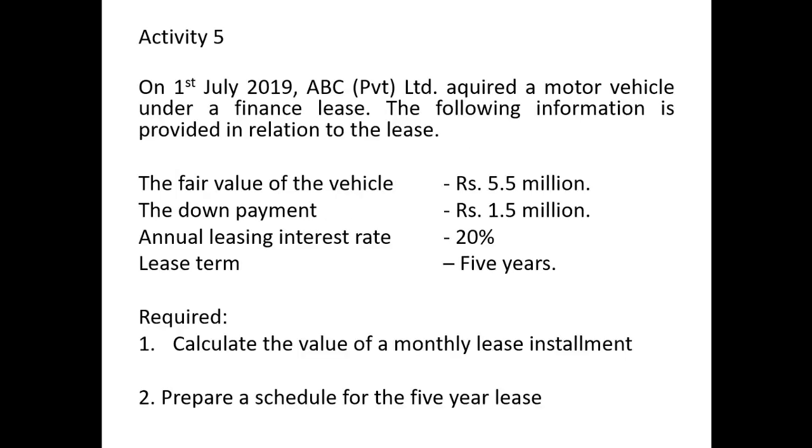Right, let's go to the activity. So there is an activity given. It says that on 1st of July 2019, the ABC Private Limited acquired a motor vehicle under a finance lease. The following information is provided in relation to the lease.